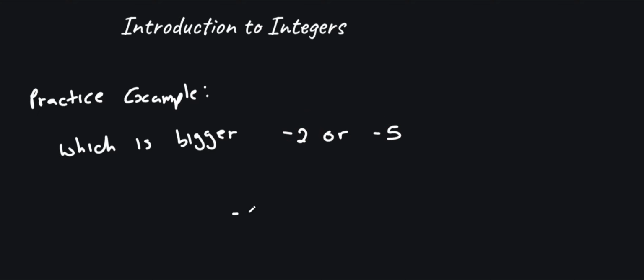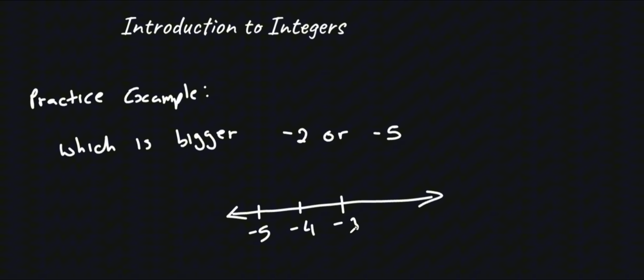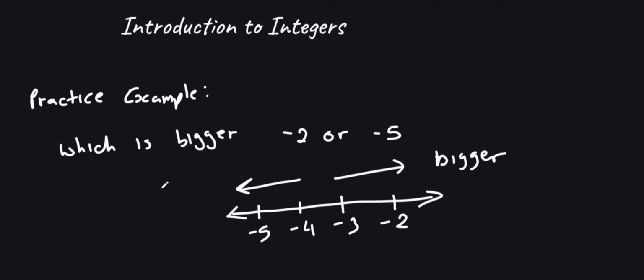Well, we can draw our number line here and we will have -5 over here, -4, -3 and -2. So remember, the numbers get bigger towards the right. As you go to the left, they get smaller. So -5 is way smaller than -2. -2 is all the way to the right and -5 is all the way to the left. So -5 is smaller than -2, meaning -2 is the bigger number.